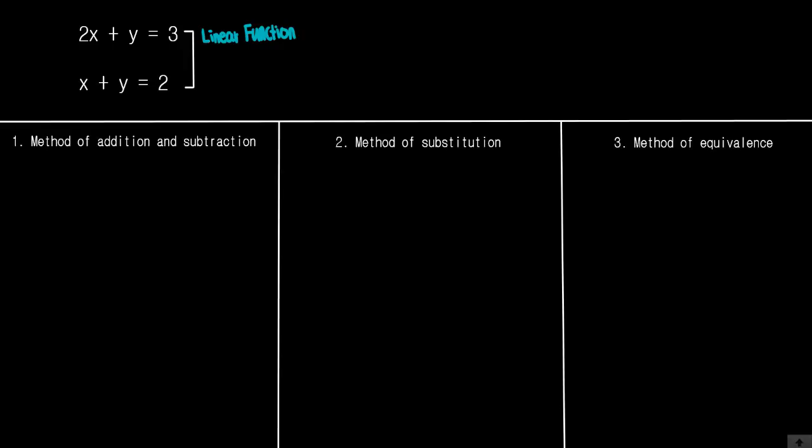The most important thing in the method of addition and subtraction is that we need to add or subtract both equations in order to solve for the variable. So first of all, let's write our two equations down. 2x plus y is equal to 3. And another one, x plus y is equal to 2.